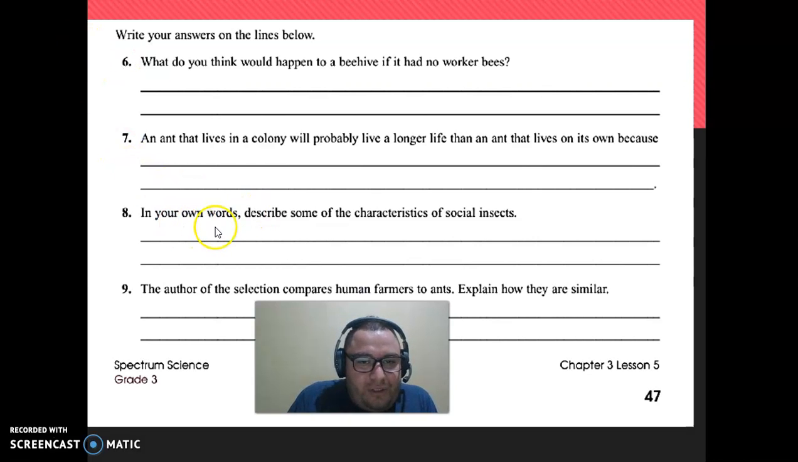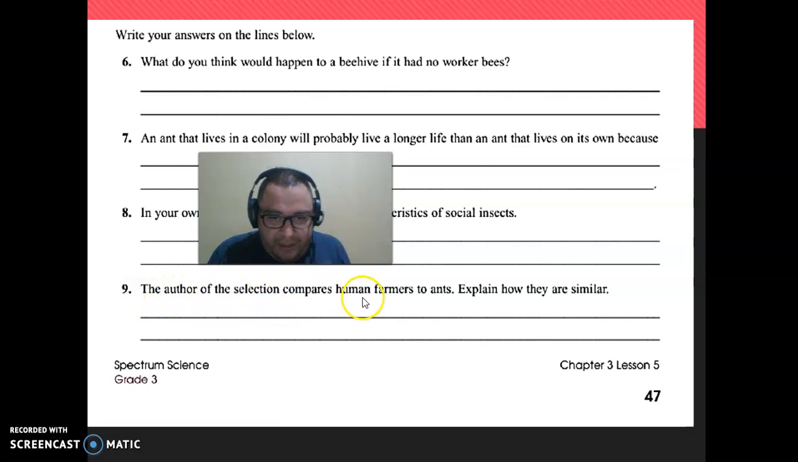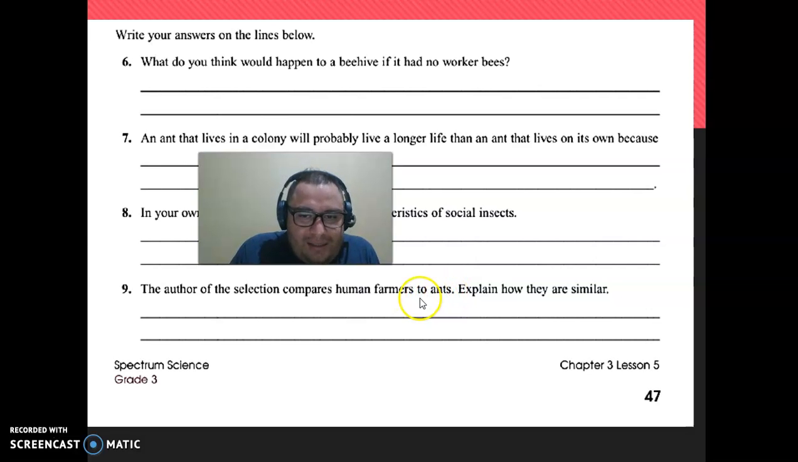In your own words, describe some of the characteristics of the social insect. They work together, they go in groups, they depend on one another. The last one: the author of the selection compares human farmers to ants. Explain how they are similar.